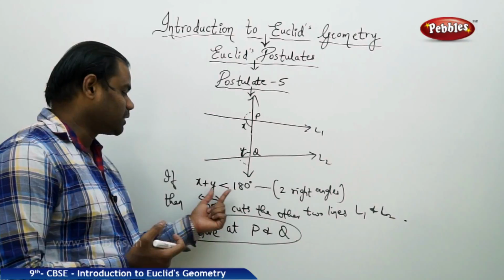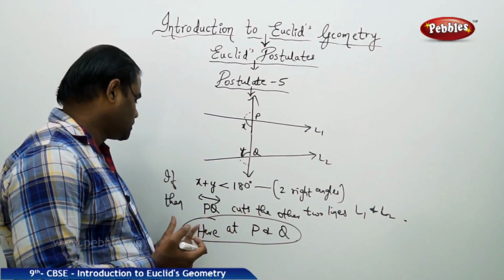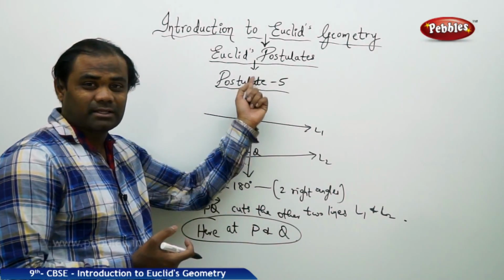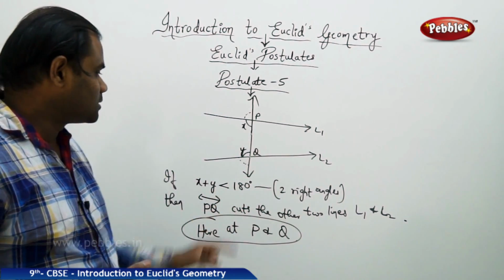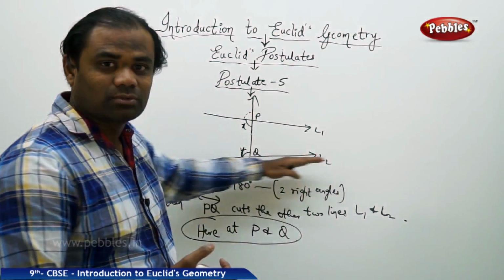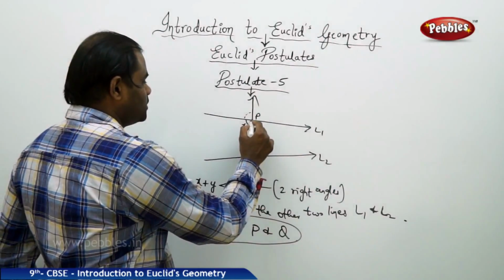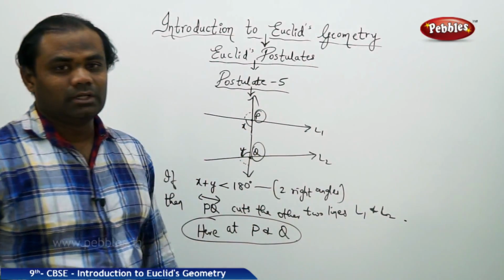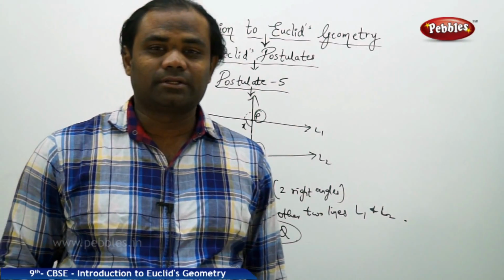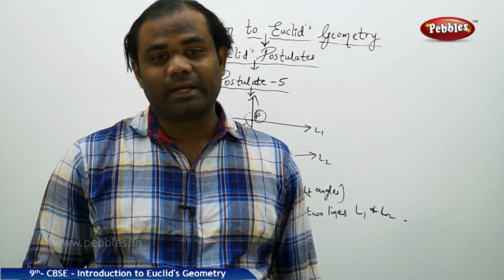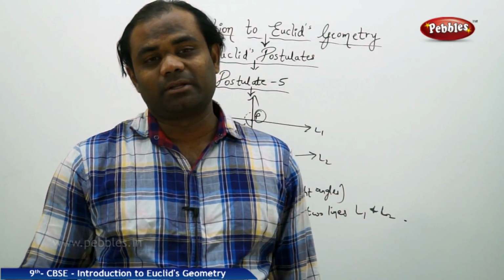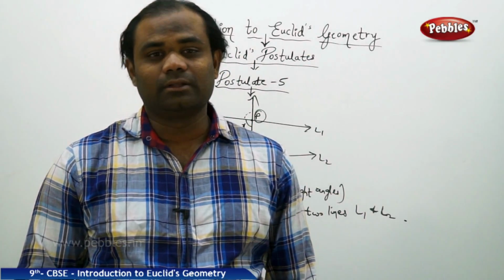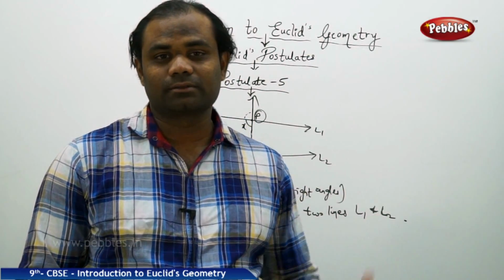Then if the sum of interior angles is less than 180 degrees, then the line PQ, as clearly can be seen here, cuts the other two lines L1 and L2 obviously at P and at Q, is how we understand the postulate number 5 as contributed in the mathematical society by the great mathematician Euclid.